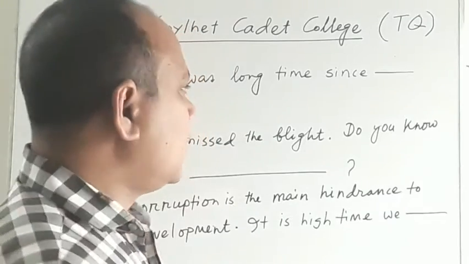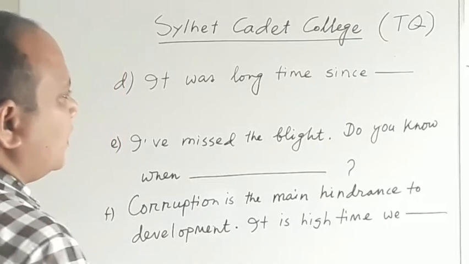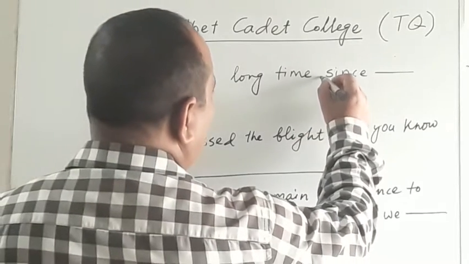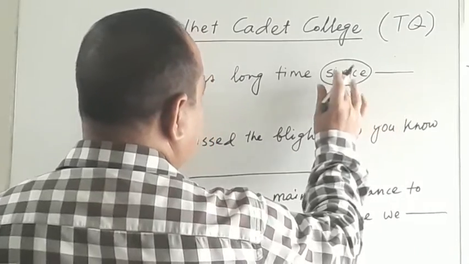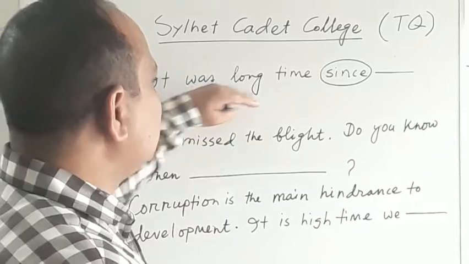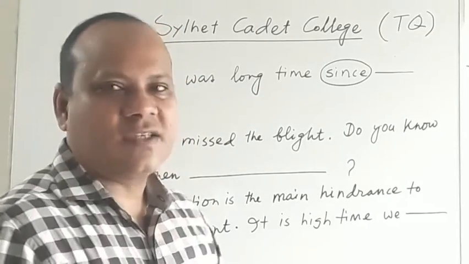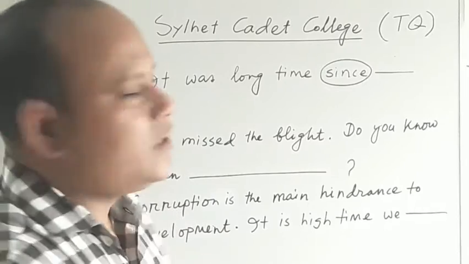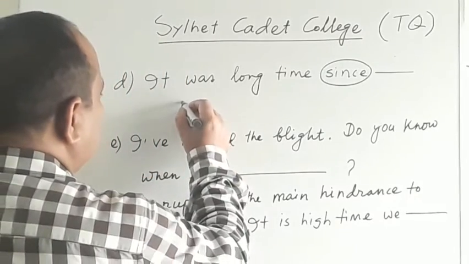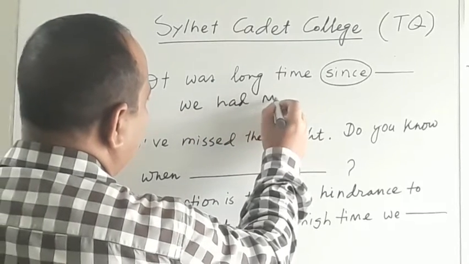My dear students, look at more examples. It was long time since. You have already known that before since, if we find past indefinite tense, then after since we have to use the past perfect form of the verb. So it was long time since we had met.